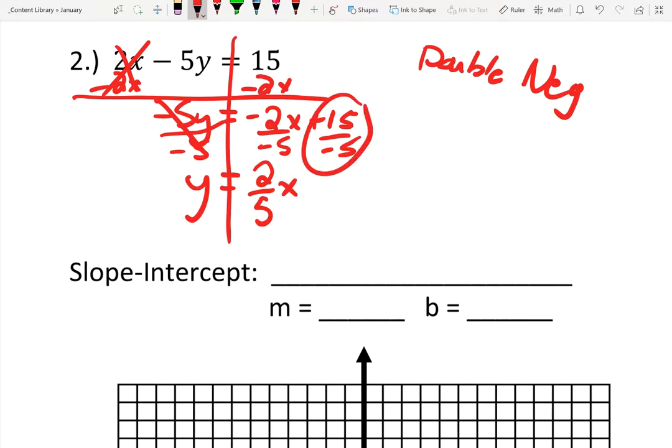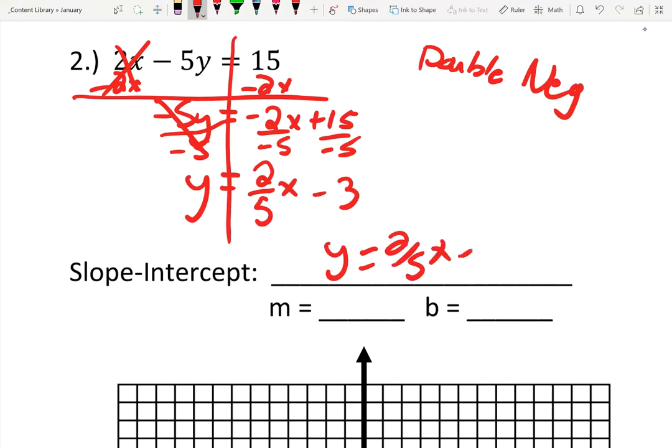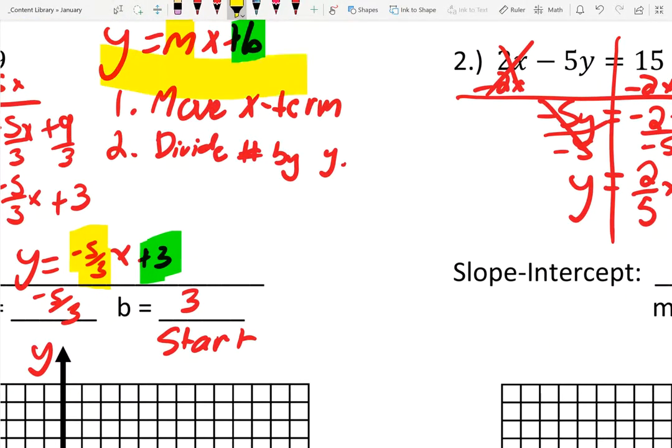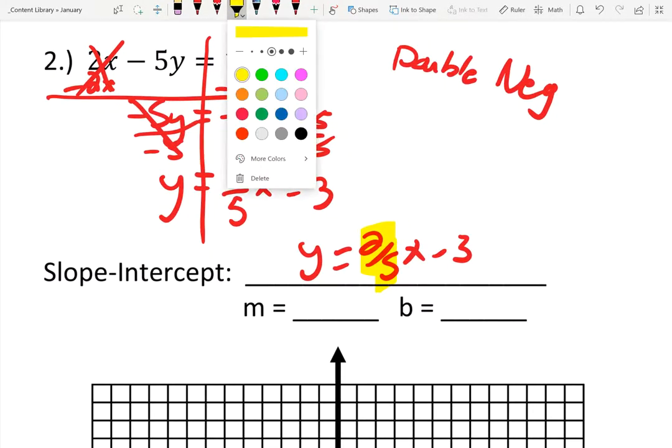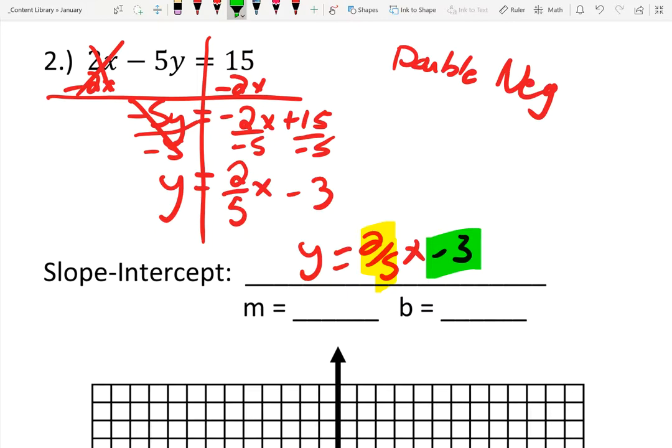But over here, there is no double negative. We have a positive 15 divided by a negative 5, and this ends up to be a negative 3, okay? So our answer here is y equals 2 fifths x minus 3. So let's see, let's use the highlighter. My m is my 2 fifths. That's, going back to this over here. My m is 2 fifths, and my negative 3 or my minus 3 is my b value. That's my y-intercept. So the slope here is that 2 fifths, and the y-intercept is that negative 3.